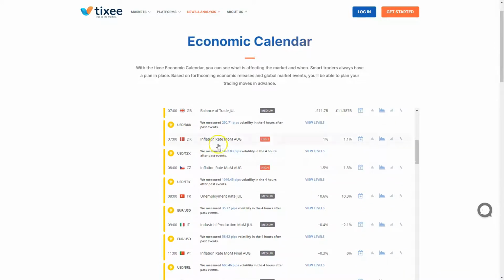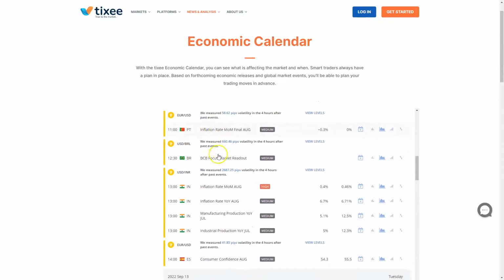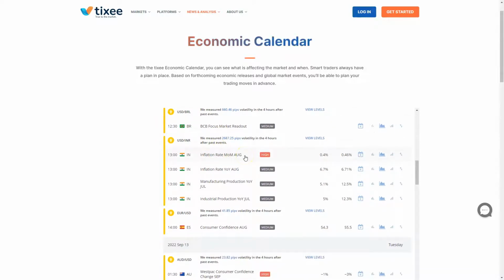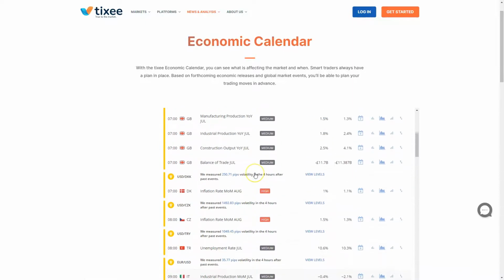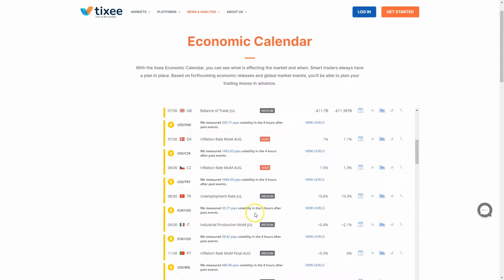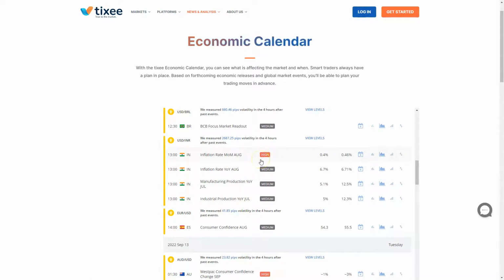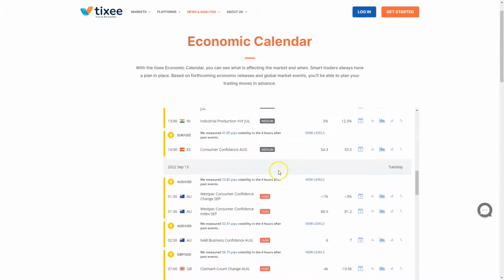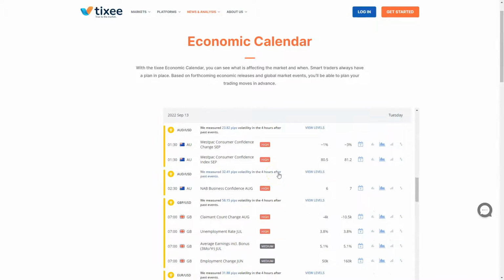Then we're going to have inflation reports from some other EU members as well. Moving further down, more inflation reports if you're more into trading exotic currencies. But it's also going to be the fourth high impact event of the day. So four high impact events alone on Monday.